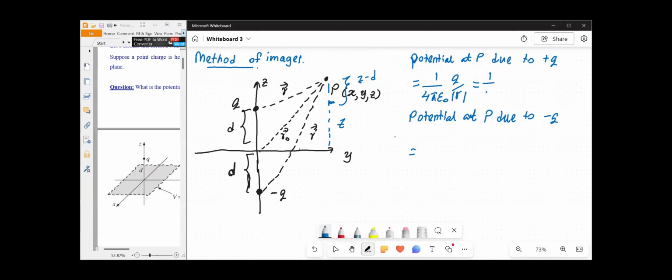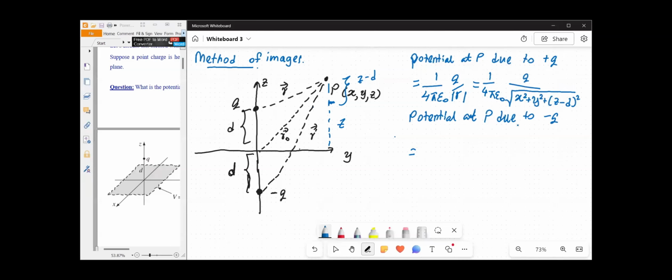So we have 1 over 4 pi epsilon naught. Charge here is Q and the separation. Now we need to consider from this point to this point, the vector is R. The magnitude of that vector: the x and y coordinates are just x and y, but now the z coordinate is z minus d. Therefore, we have the square root of x squared plus y squared plus z minus d squared.